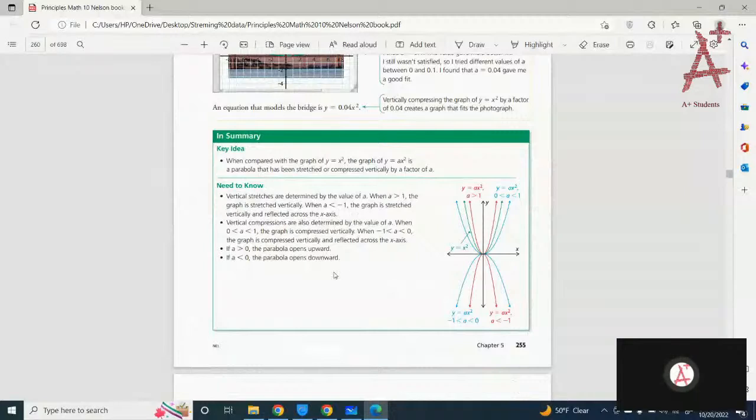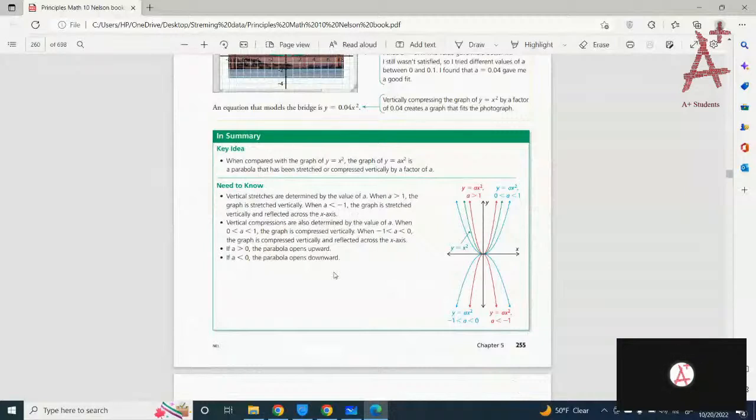Positive a is always the parabola that opens upward, and negative a means the parabola opens downward. Okay, vertical compressions are determined by the value a. When a is between 0 and 1, the graph is compressed vertically. When a is between -1 and 0, that means the graph is compressed vertically or reflected across the x-axis.